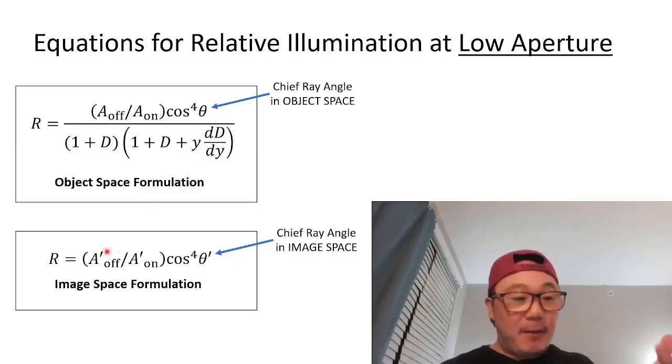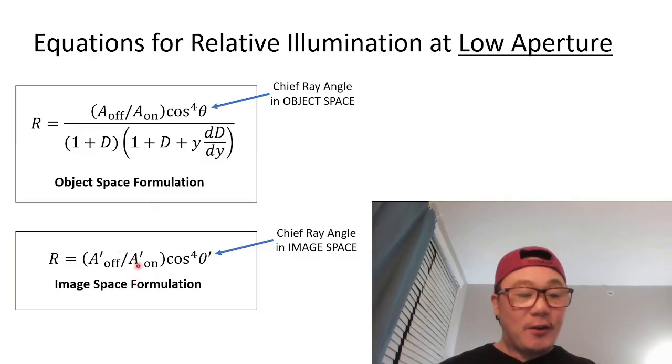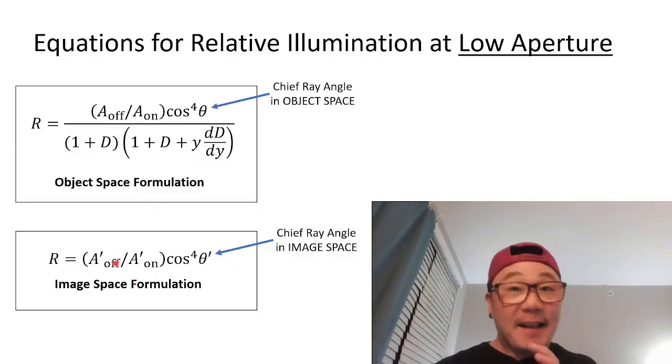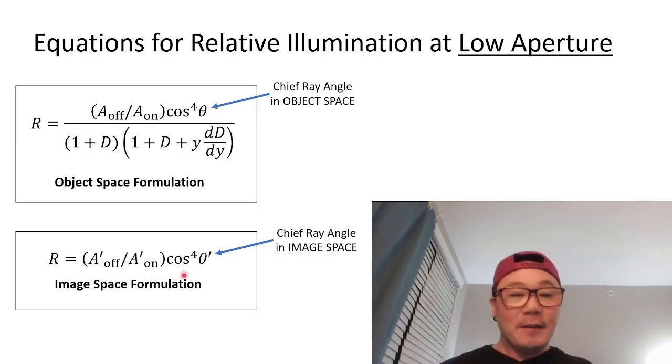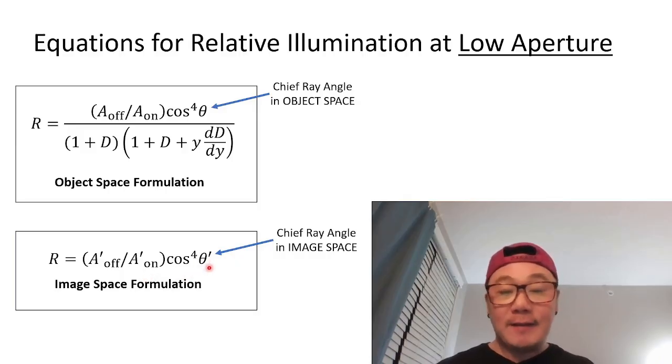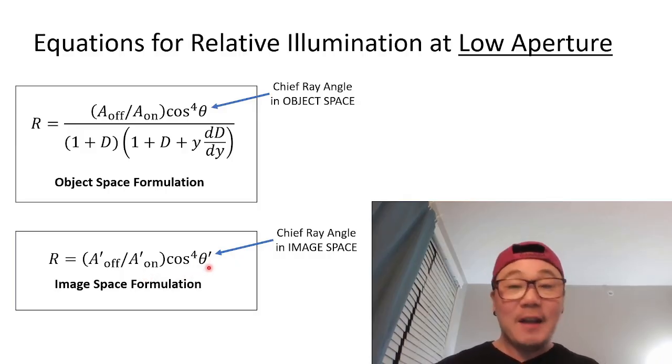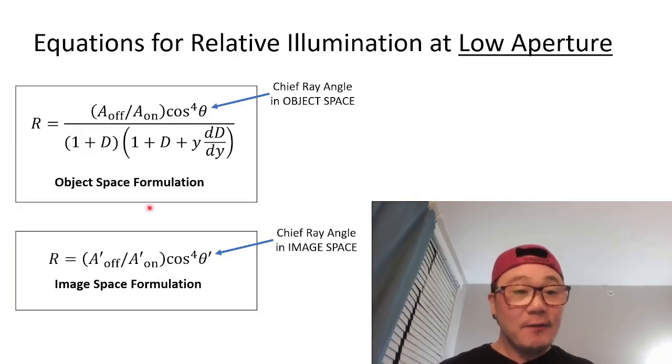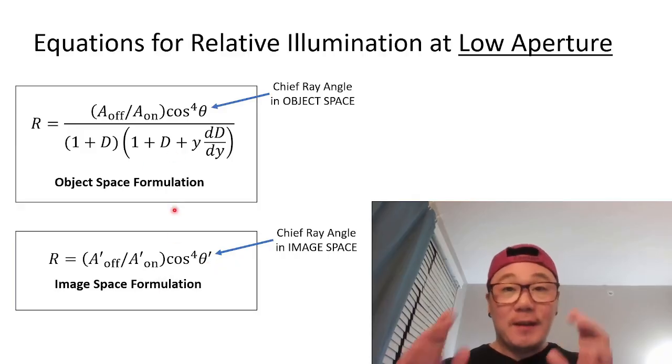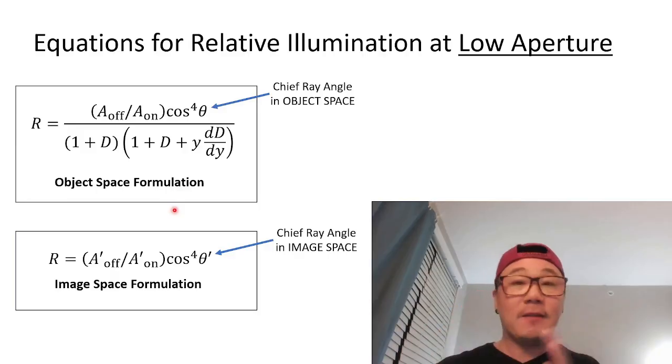So anyway, in the image space formulation, you've got the ratio of the off-axis exit pupil area divided by the on-axis exit pupil area, all right, times cosine fourth theta prime, where this theta prime is the chief ray angle in image space, right? And these two equations compute exactly the same thing because of flux conservation, right? So you can use one or the other.